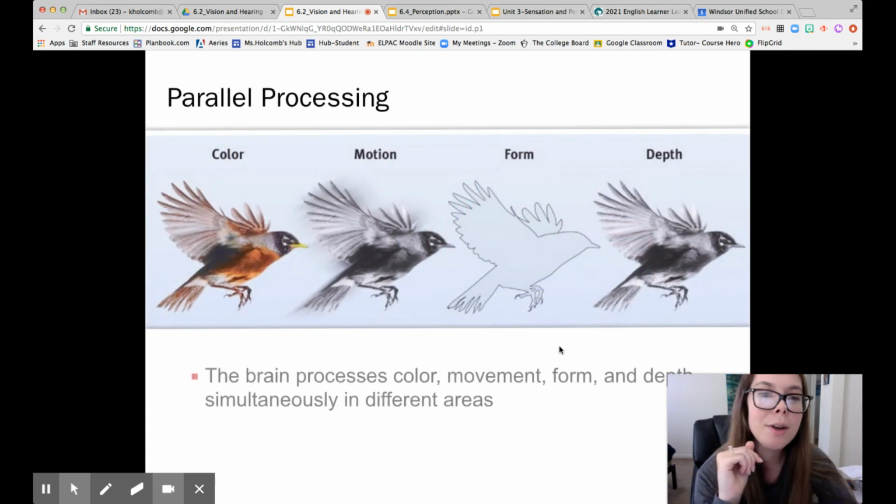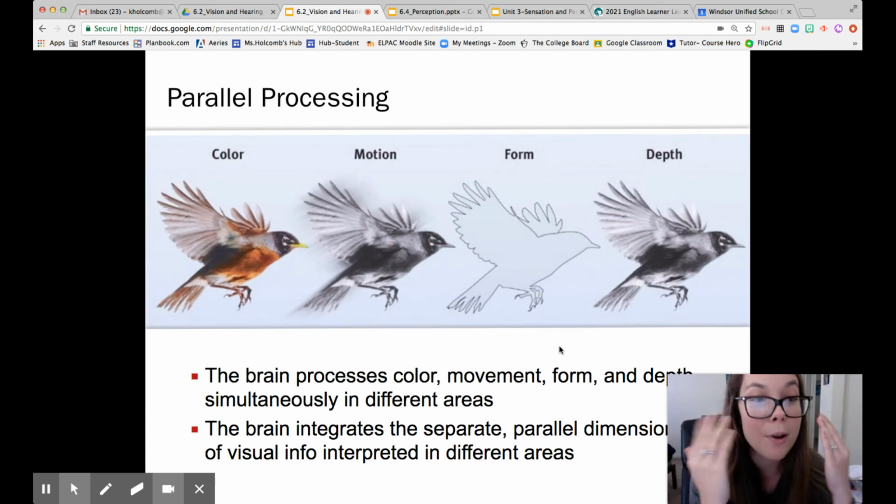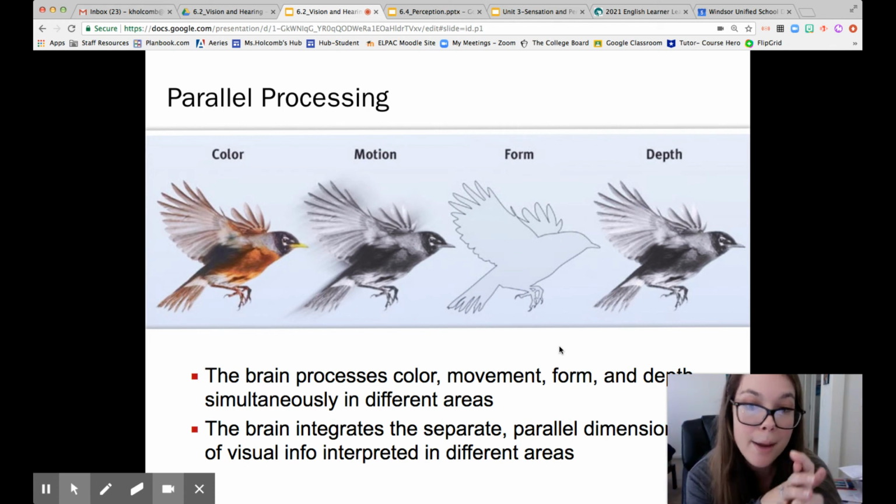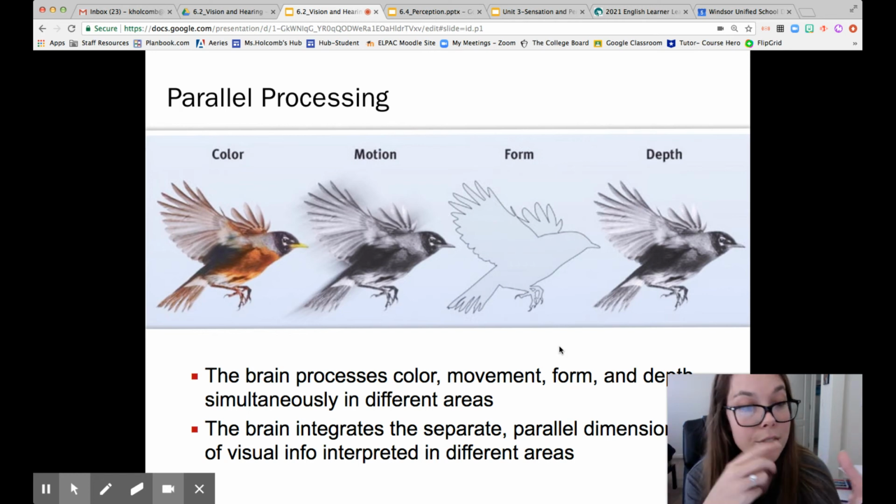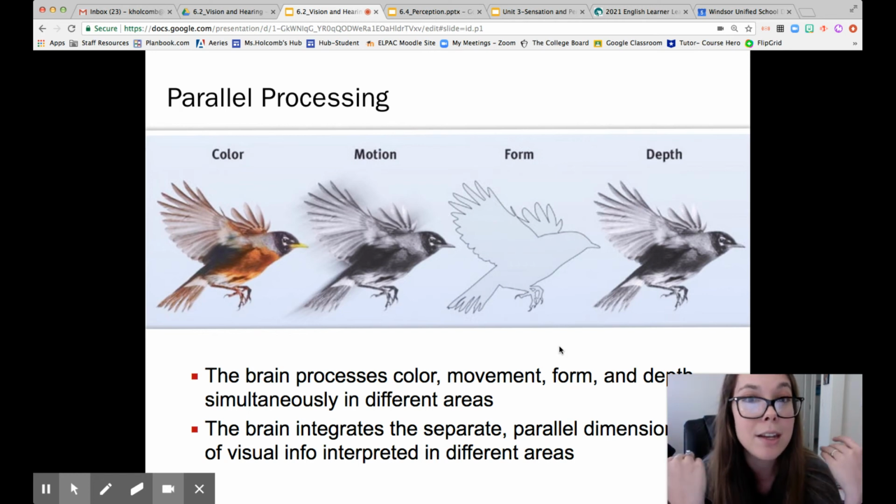So we are also able to parallel process. With our vision, we're able to see color, movement, form, and depth all at the same time. We know that this bird is flying away. We can see the colors while the bird is flying away. We can process multiple things at a time.